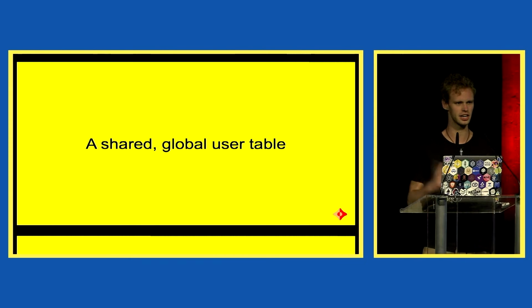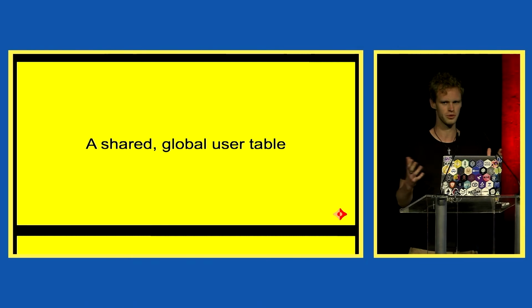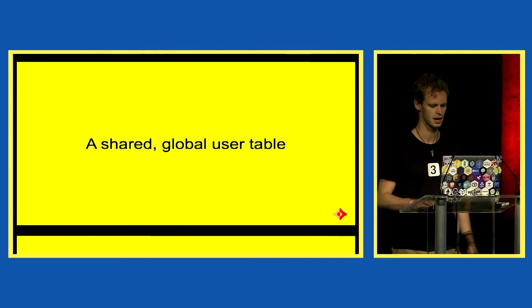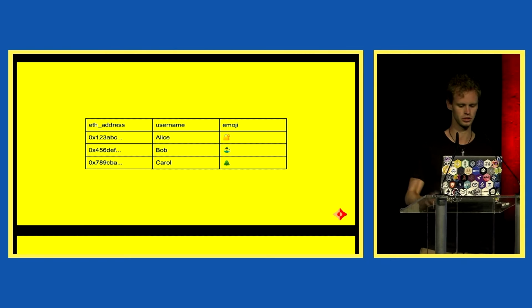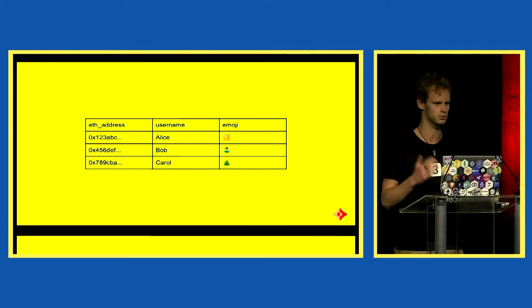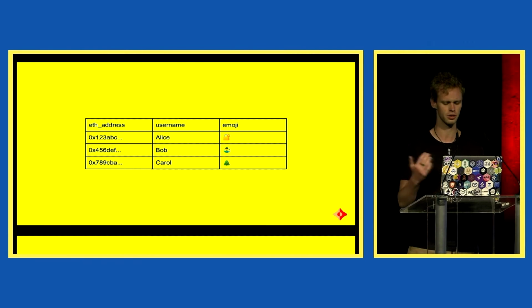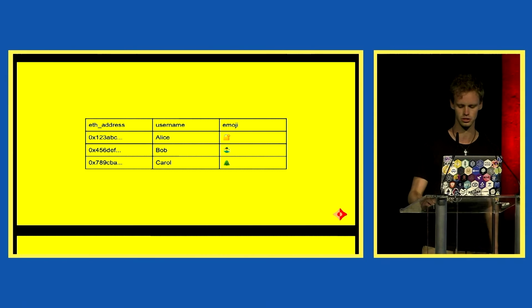We need a shared global user table that we all in Web3 can collaborate on and work together to create shared network effects. And we could imagine a simple way to do this, basically just having an Ethereum address and associating some data with it, like a username and whatever we store in there. But there are some problems with this, and I'm going to go through some of them, because this is a very simplistic approach.